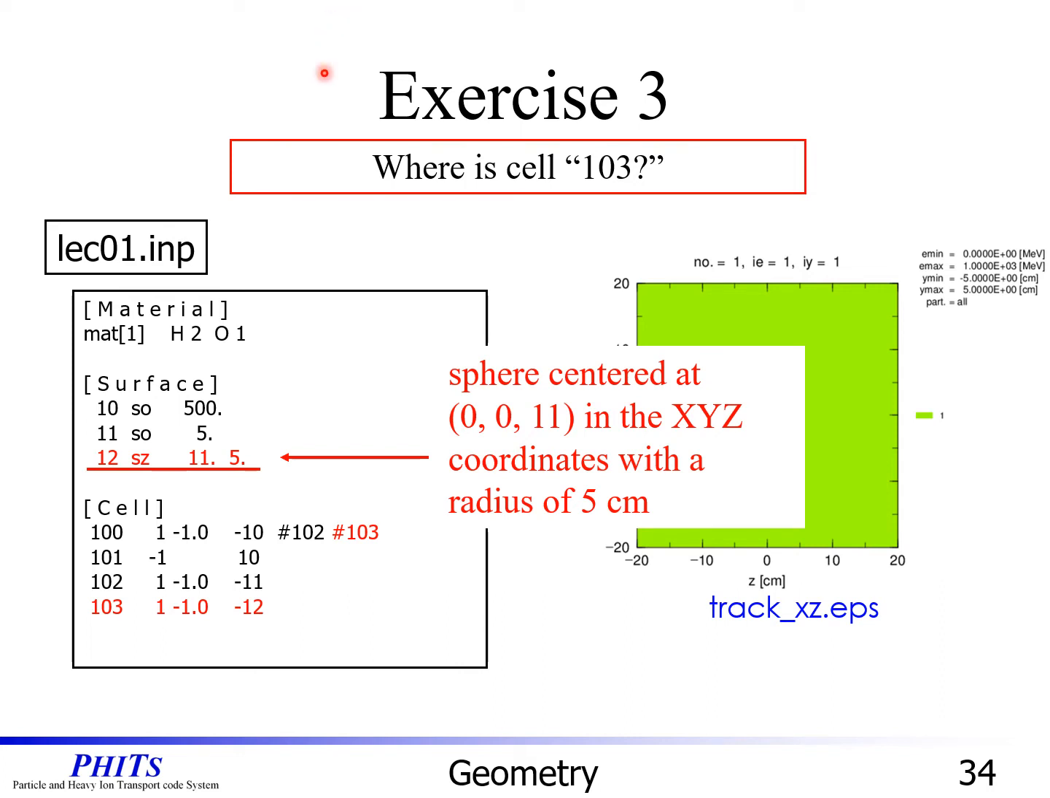Now, let's start exercise 3. In this exercise, we will add sphere cell 103 having its center at the XYZ coordinates 0, 0, 11 with a radius of 5 centimeters. Here, the symbol for surface shape is SZ when you define a sphere on the Z-axis. So please execute and check where cell 103 is. Let's start it.